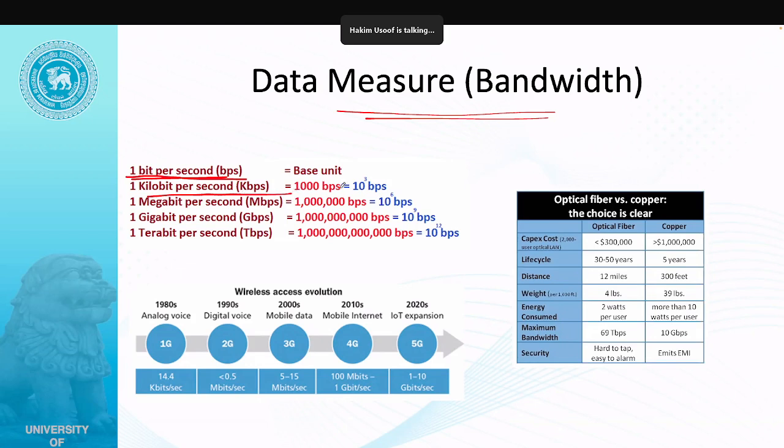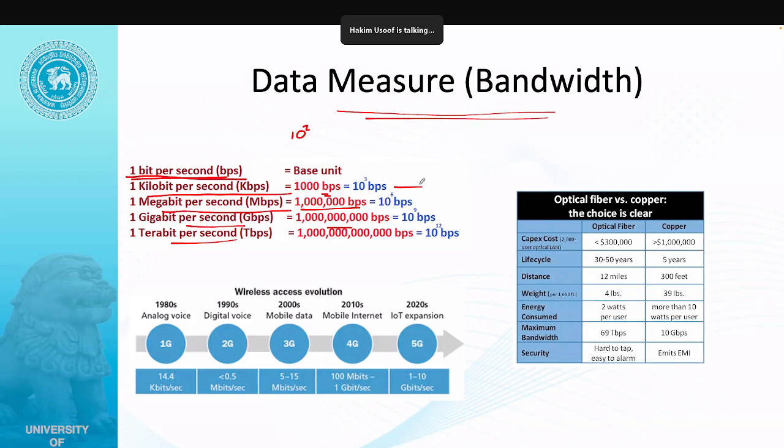1 kilobit per second means 1,000 bits will be downloaded or uploaded per second. 1 megabit per second means 1,000,000 bits will be downloaded or uploaded or transmitted per second. A gigabit is 1,000 million, and a terabit is 1,000,000 million bits per second. So here, previously, it was 10 to the power 2 when we talked about kilo.